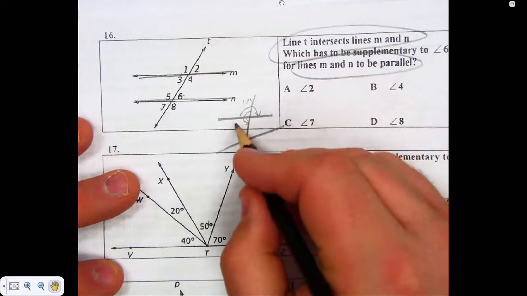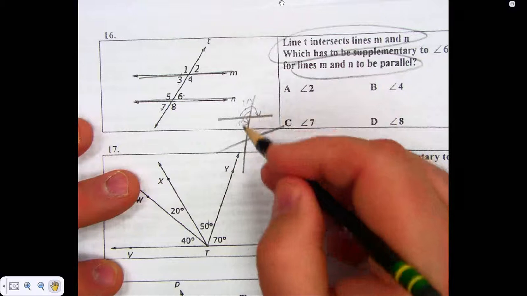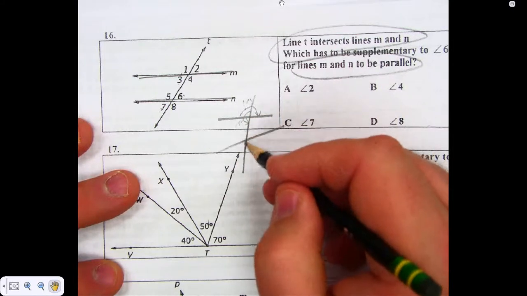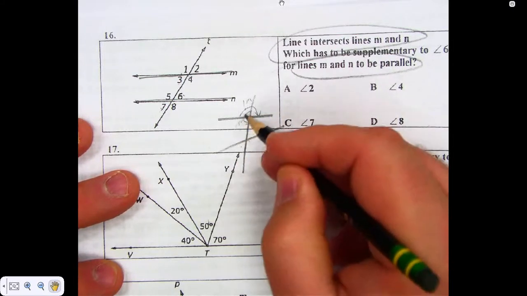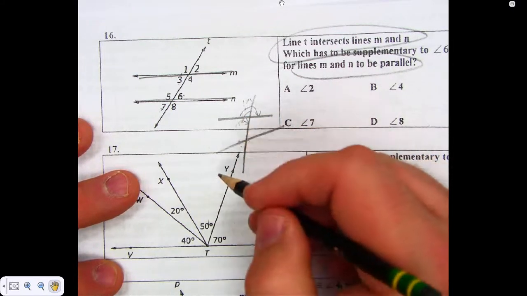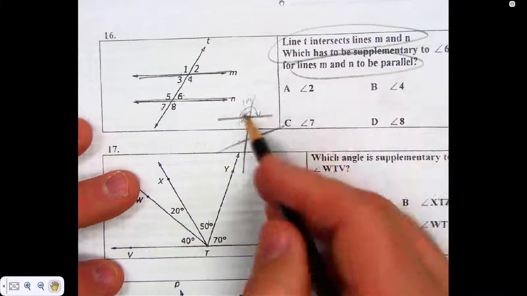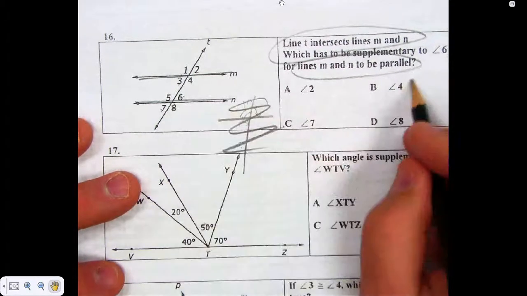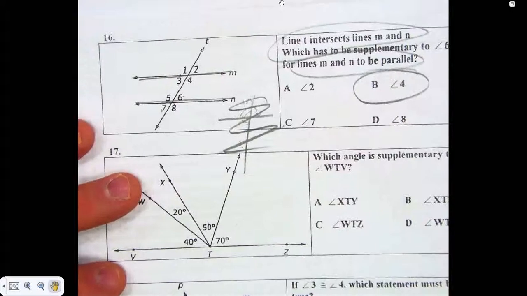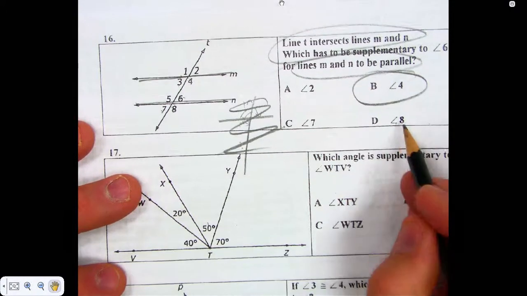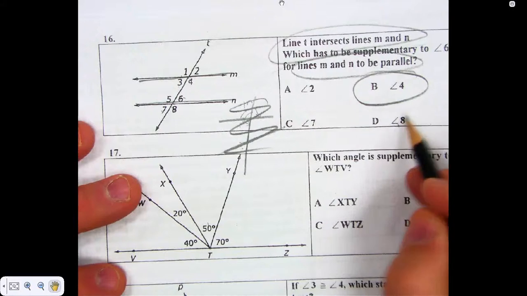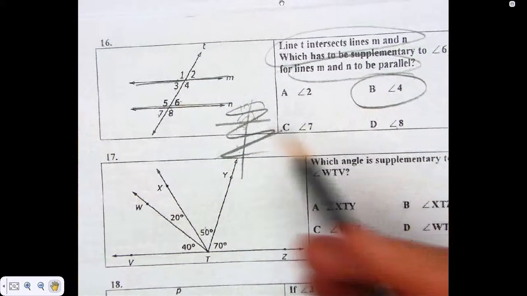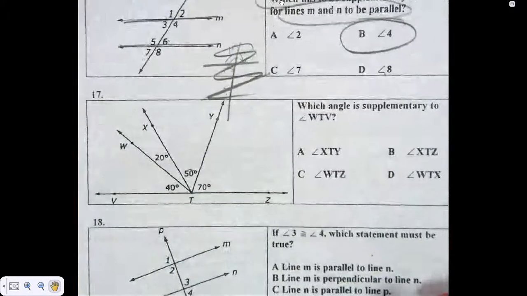And those still add to 180. What won't happen is this one plus this one won't add to 180, or these two won't add to 180, because they're not parallel. Does that make sense? Yes. So the answer is what has to be supplementary to 6 would be angle 4. You got it right, Maddie. Like I said, 8 is supplementary to angle 6, but that doesn't mean that they're parallel.